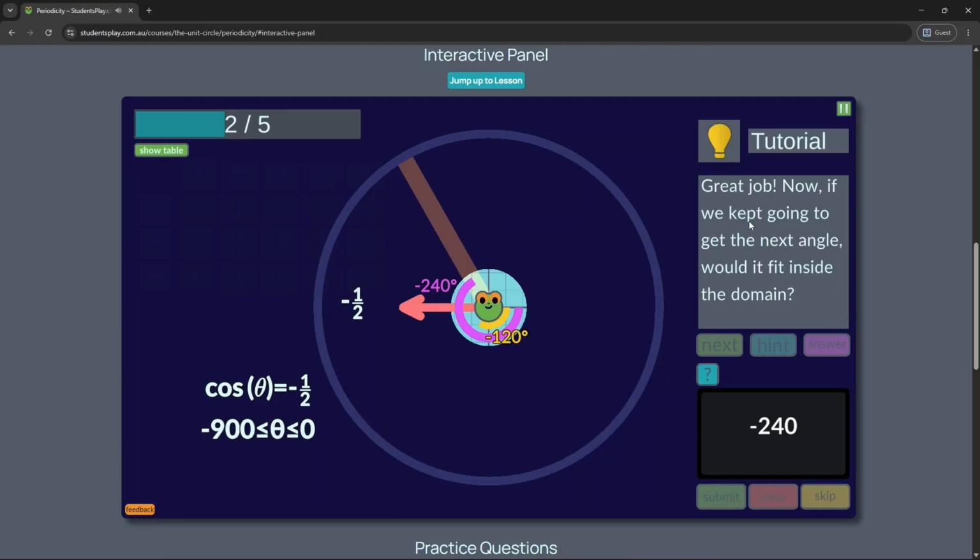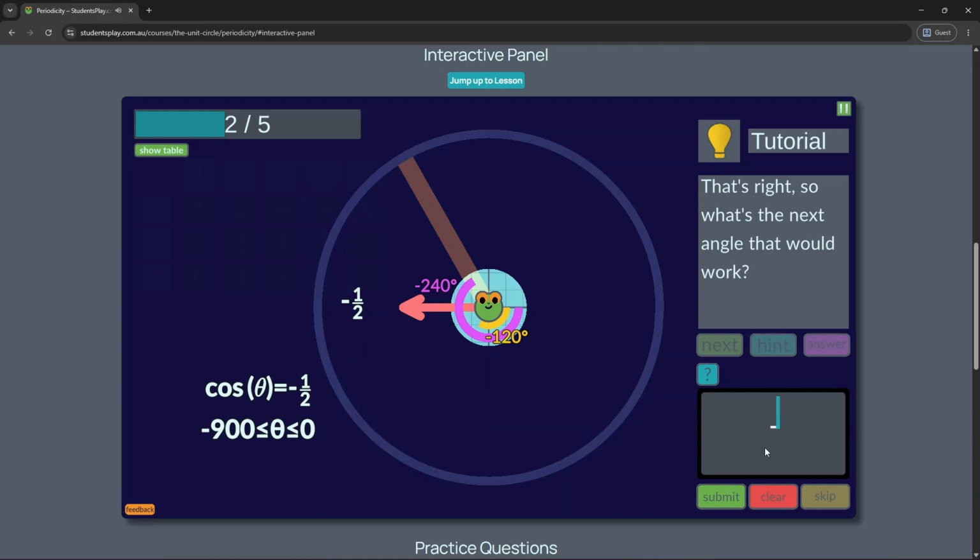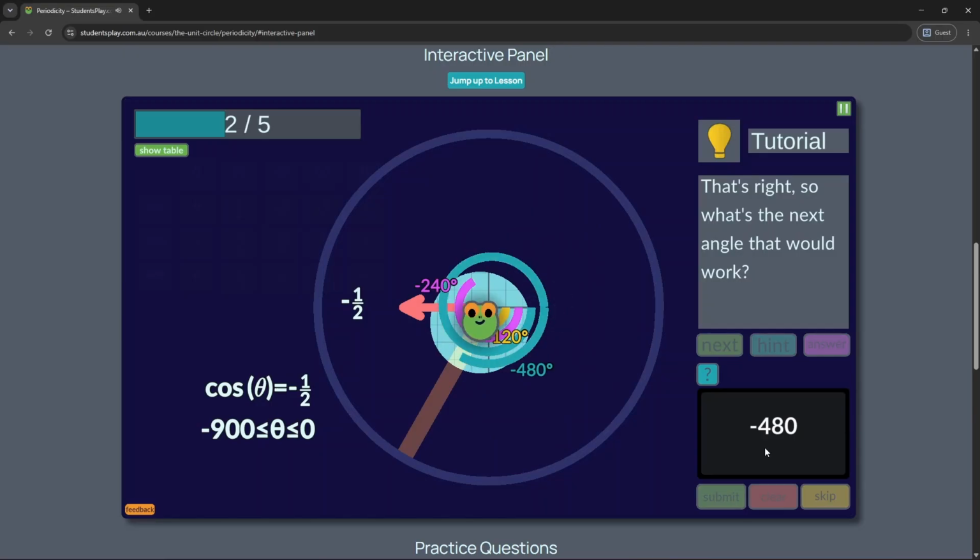Great job. Now, if we kept going to get the next angle, would it fit inside the domain? Well, we can do it visually, or we can just grab the 120, add 360 to that, it'd be 480, and that's definitely below 900. So I think we're good for a little while. So yes. And then we just said 480. Don't forget to make it negative though. Nice.